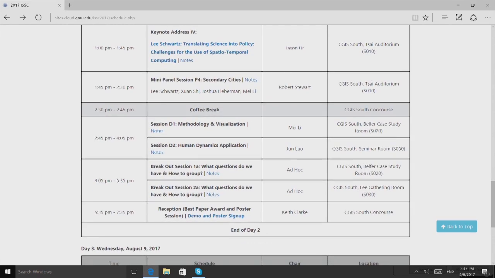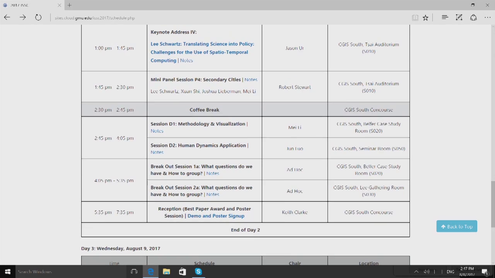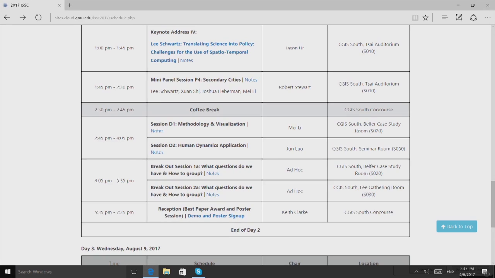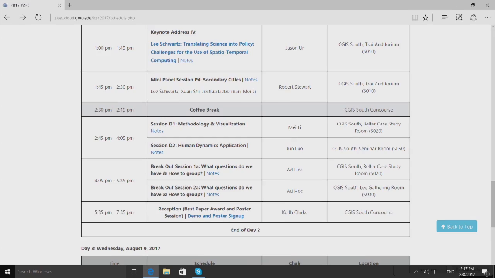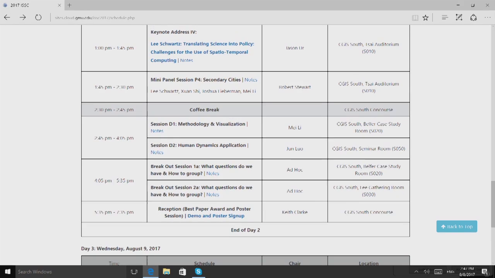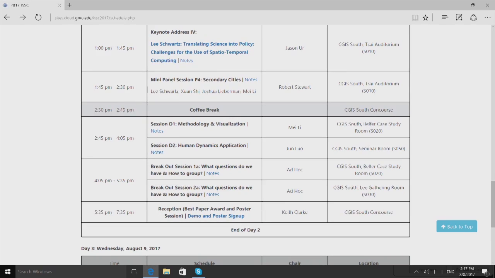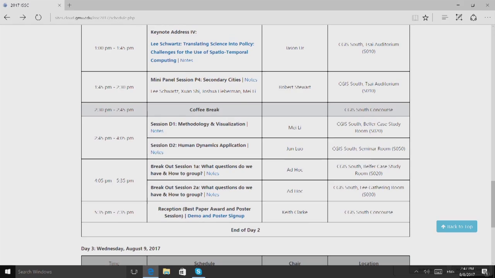We can have a coffee break for about 10 minutes and then have two breakout sessions. One is on D1, another one is D2. And right after that, we have the breakout session 1A and session 1-2. Please stay in the same room. For those two sessions, we have two persons who graciously serve as the chair. One is Dr. Matt Rice, who is over there, and Robert is also going to help us moderate this dialogue.